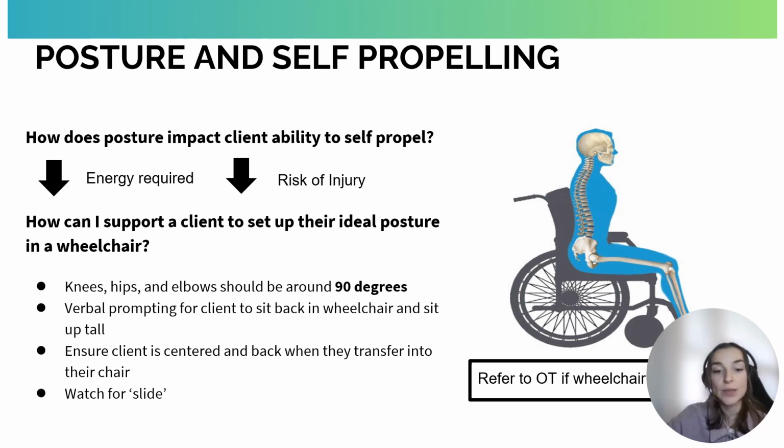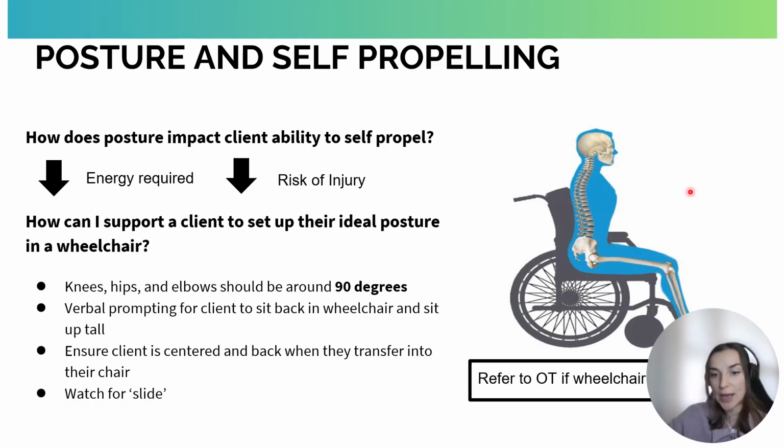So what we're looking for here again is these nice 90-degree angles. The feet are also supported. If the feet are not properly placed on the footrests, what we tend to see is clients sliding more forward and perhaps even out of their wheelchair. We also don't want to see the knees up too high, putting a lot of pressure on the lumbar, and we don't want to see clients slouch forward or to the sides.